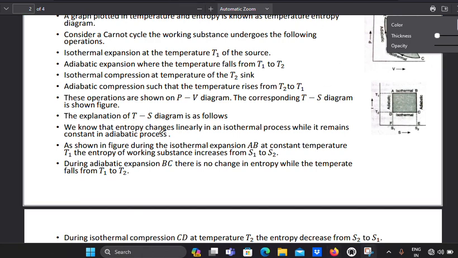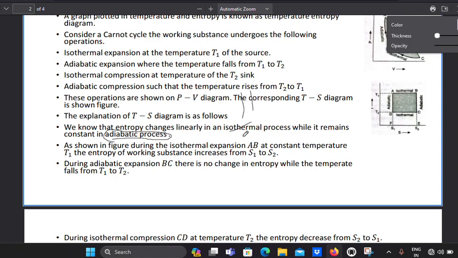Entropy changes linearly means it sometimes increases and sometimes decreases. That is the linearity, not exponentially. It changes in the isothermal process while it remains constant in the adiabatic process. So in the adiabatic process no changes occur. Changes occur only in the isothermal process.